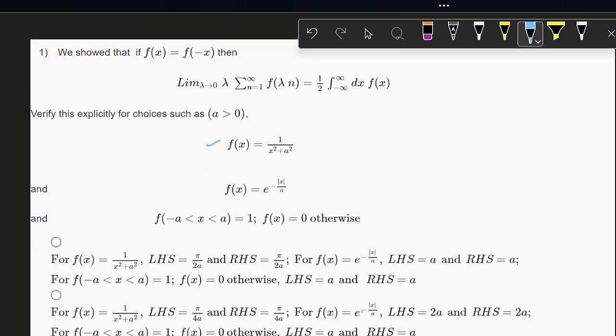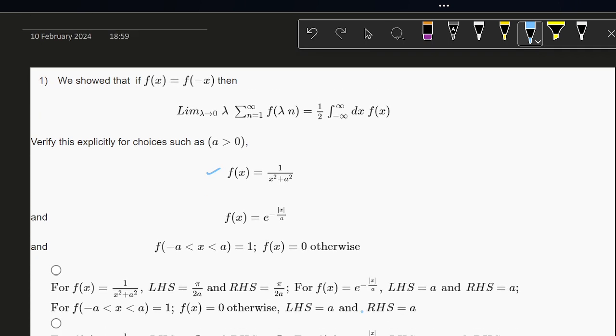So let us begin with our first problem here. It was said in the problem that we have been given an even function, which is like f(x) equal to f(-x). And then there is a theorem that is already stated here, where on the left hand side there is a limit and a summation, and on the right hand side you have simply an integral expression.